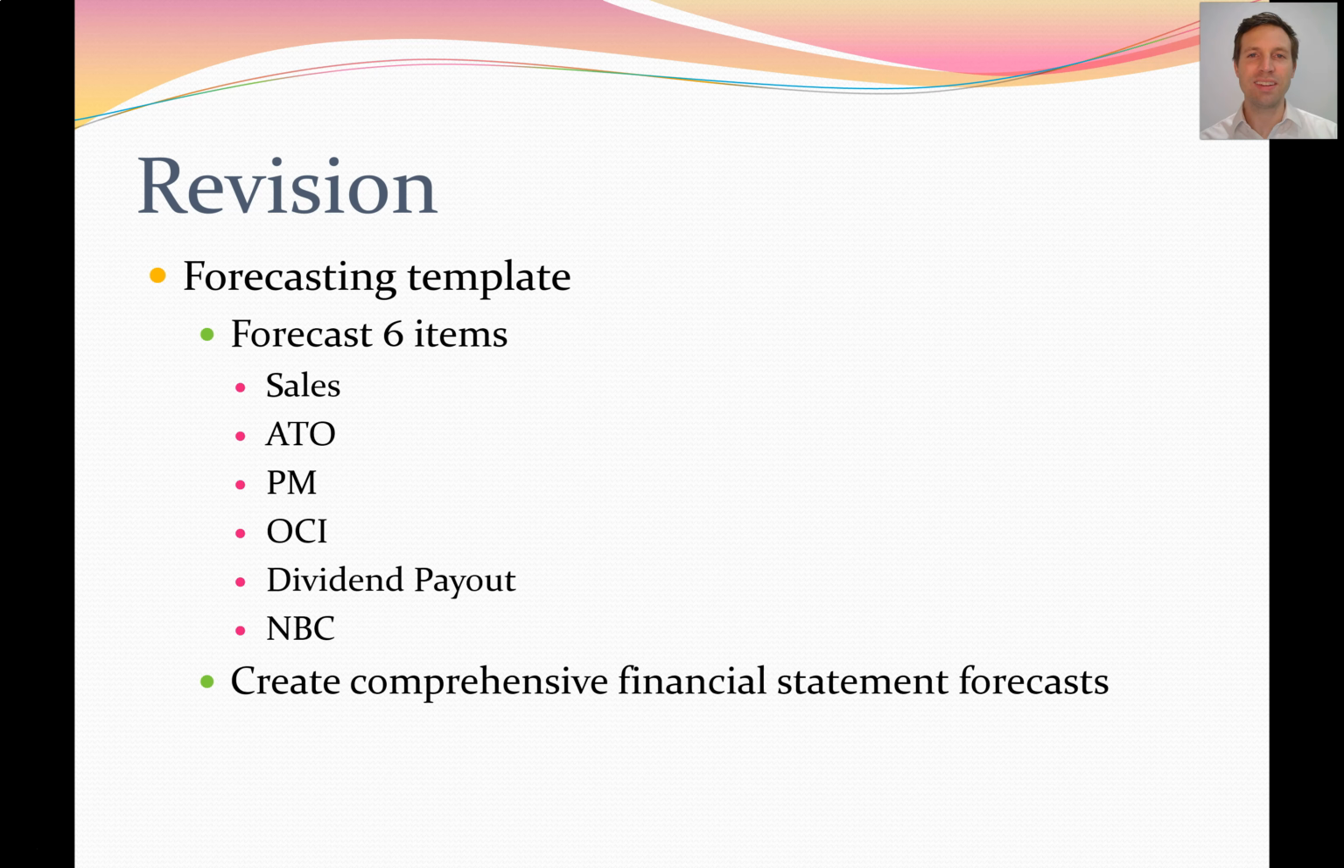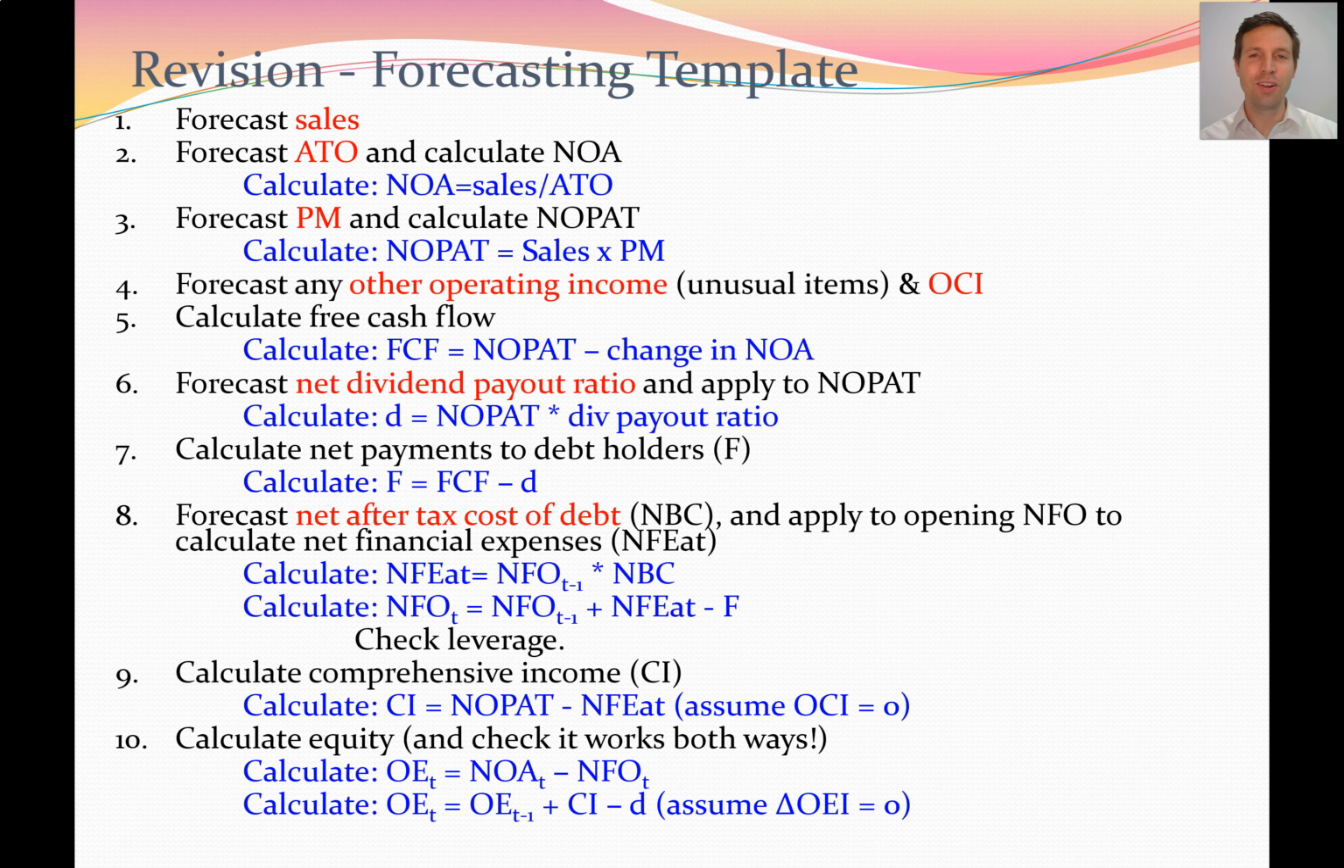Now we're going to be looking at tips and tricks on how we can improve our forecasting, learn about how some of these items behave, and how we may consider the forecasting task. So as a refresher, here is the forecasting template. And just briefly, the items that are in red here, forecasting sales, asset turnover, profit margin, other comprehensive income, net dividend payout ratios, and net after-tax cost of debt.